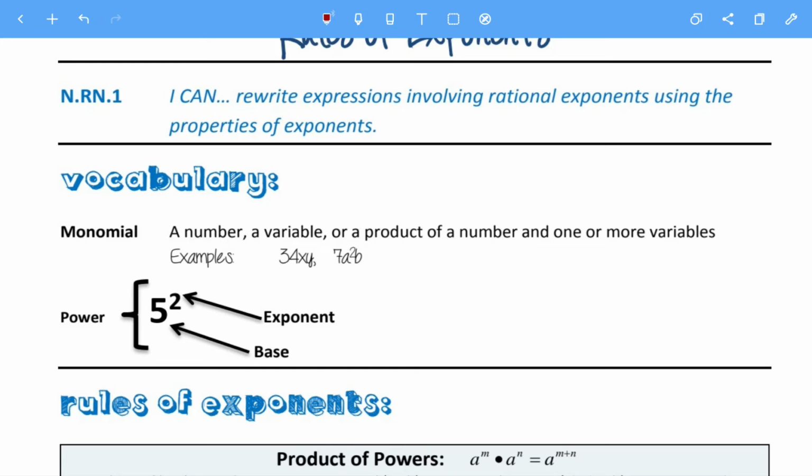A monomial is a number, variable, or a product of a number and one or more variables. Some examples are 34xy and 7a squared b. So one key thing for monomials is there is no plus sign or minus sign. Okay? That's how you know it's a monomial.